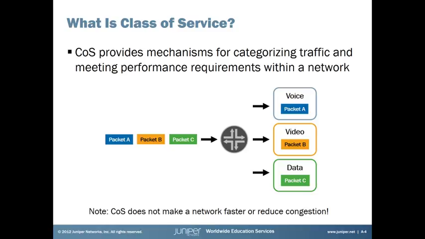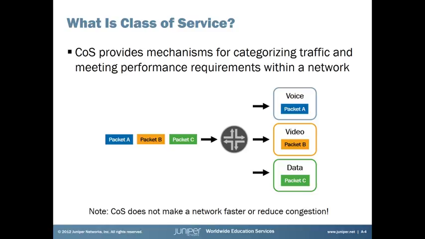So how do we deal with that? Well, a way of dealing with that is by implementing class of service. With class of service, we're able to give different priorities to different types of traffic. So we're able to identify that we've got a particular type of traffic, video traffic, or voice traffic, or data traffic, and allocate a different priority to that traffic over other traffic.